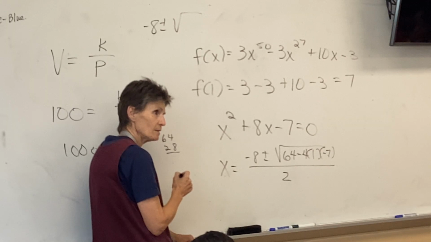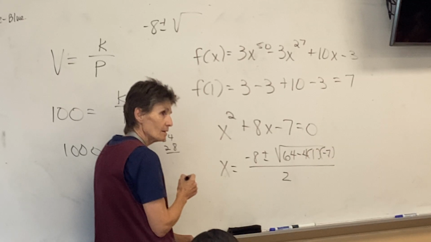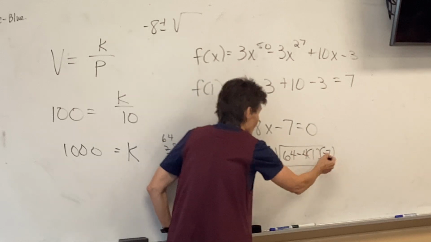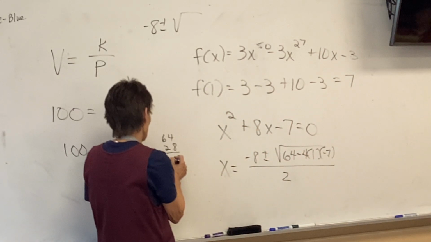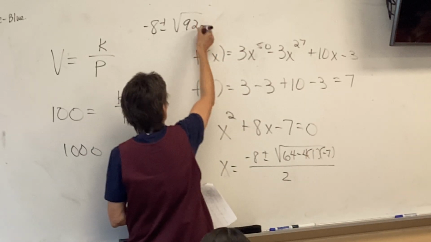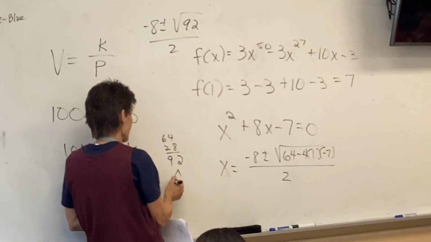Who said that? 4 times 7. 4 times 7 is 28. We're gonna add 28 and 64. And I think we get 92. Then we'll see if 92 breaks down.